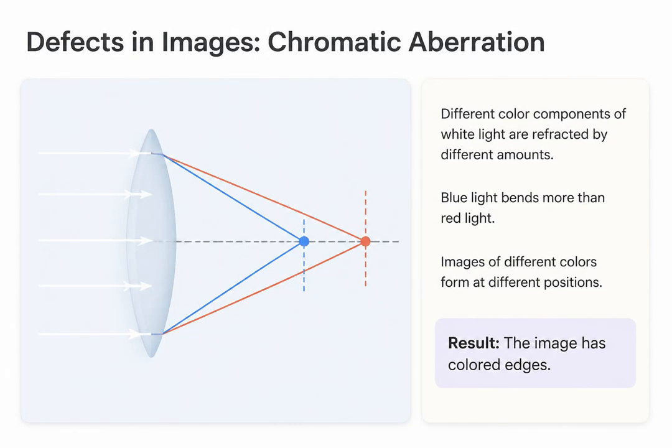Real lenses aren't perfect. They suffer from optical defects called aberrations. The first is chromatic aberration. Because the refractive index of glass varies slightly with color, a lens bends blue light more sharply than red light. As a result, different colors focus at slightly different points along the principal axis, causing the final image to have blurred, rainbow-colored edges.